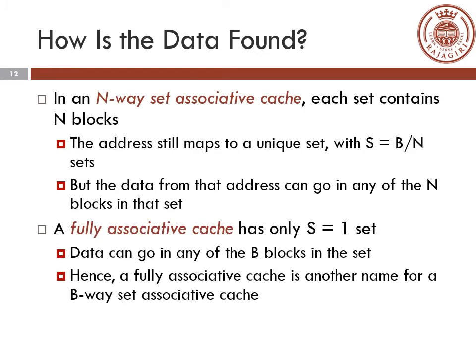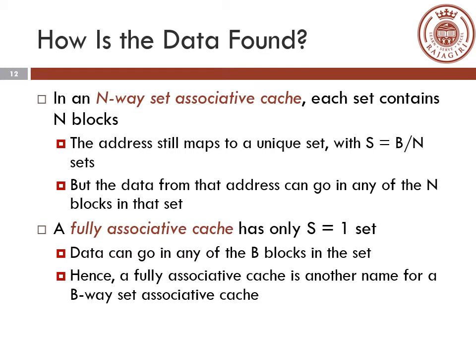The next way of mapping is known as the n-way set associative cache. In this case, a particular set contains n blocks. In direct mapped, you have one block in one set. Now in n-way set associative, inside each particular set you are going to have n blocks. That's why it is known as n-way set associative. But still the address maps to a unique set. Now you can say that you have S equal to B by N sets.